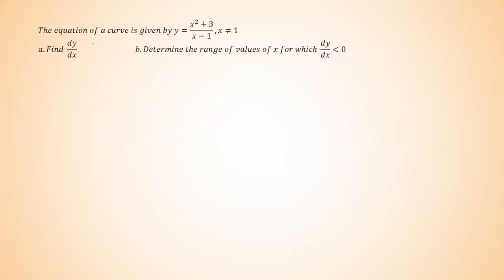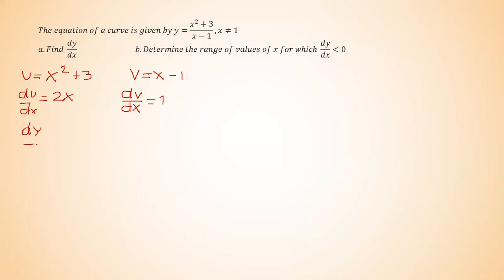Next, the equation of a curve is given by y equals (x squared plus 3) over (x minus 1). We're going to find dy/dx. Consider u equals x squared plus 3 and v equals x minus 1. So du/dx equals 2x and dv/dx equals 1.